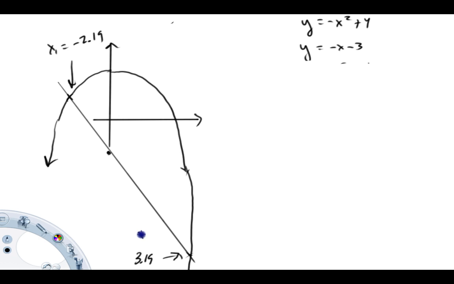All right folks, I'm back here. So we've got solutions to the previous quadratic equation here. Negative 2.19 for our lower bound, positive 3.19 for our upper bound.